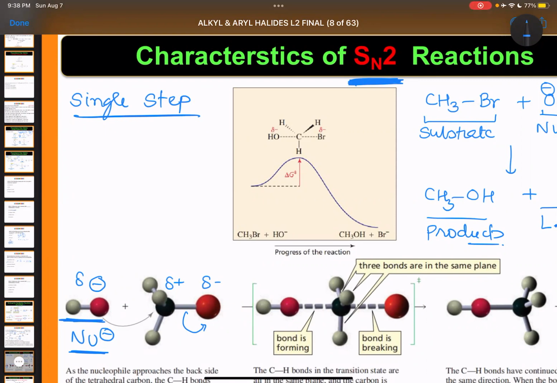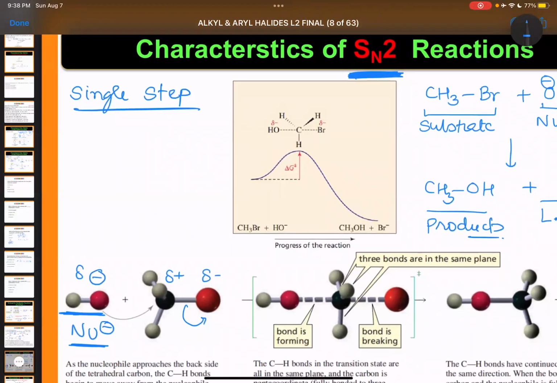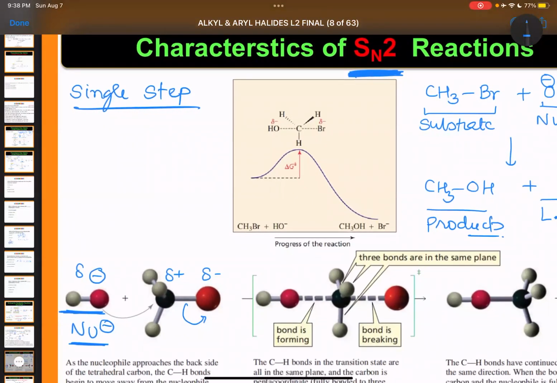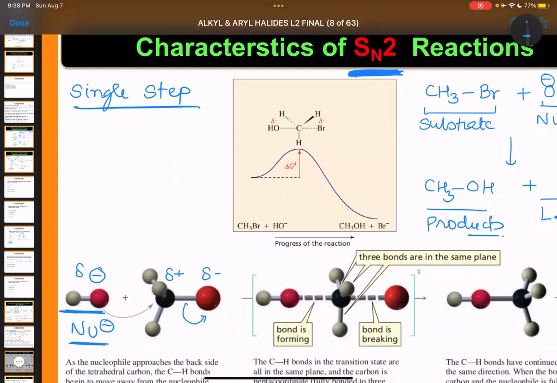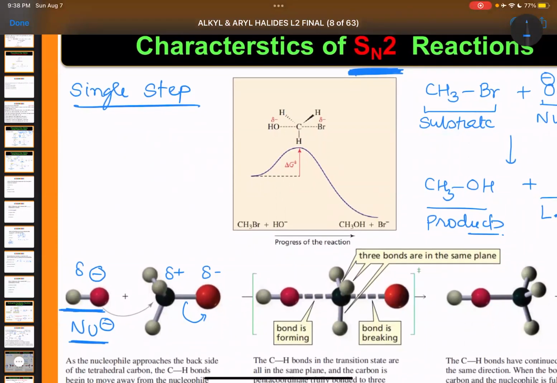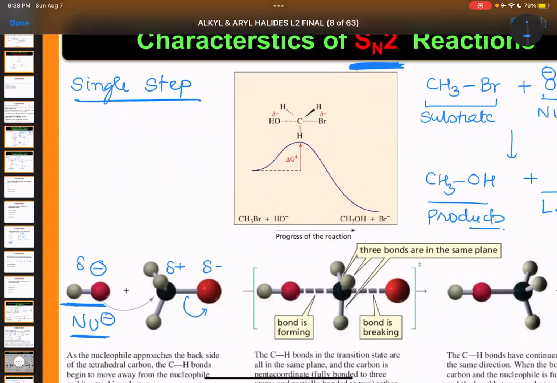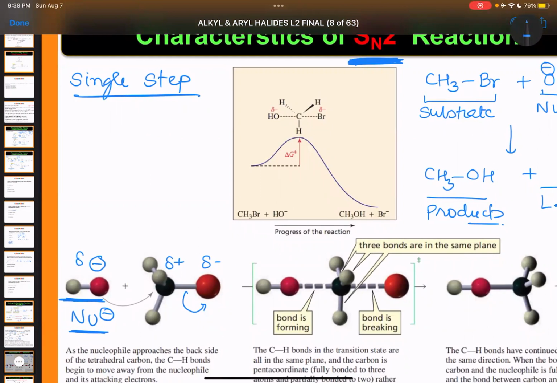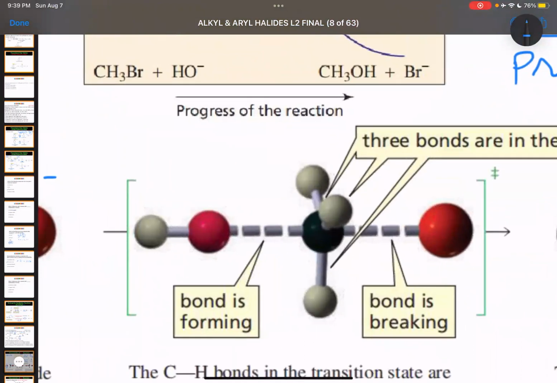Is it clear? Right? So can you repeat? The attack of nucleophile and the departure of leaving group take place simultaneously. And how is this simultaneous arrival of nucleophile and departure of leaving group possible? It is possible if the nucleophile is coming from the back side, the side which is directly opposite to the leaving group.